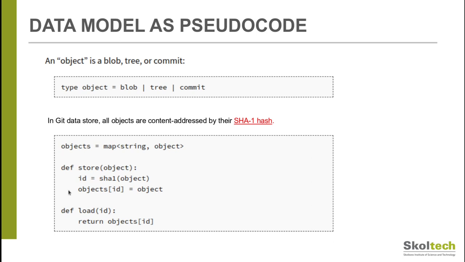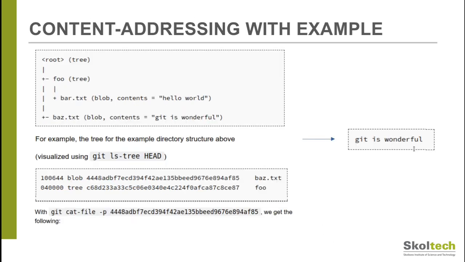We can define a function to store the object in the storage objects. We pass an object to this function and it creates a new ID for this object based on its hash. Then we can load the object from the storage using its hash or ID. Blobs, trees, and commits are unified in this way.